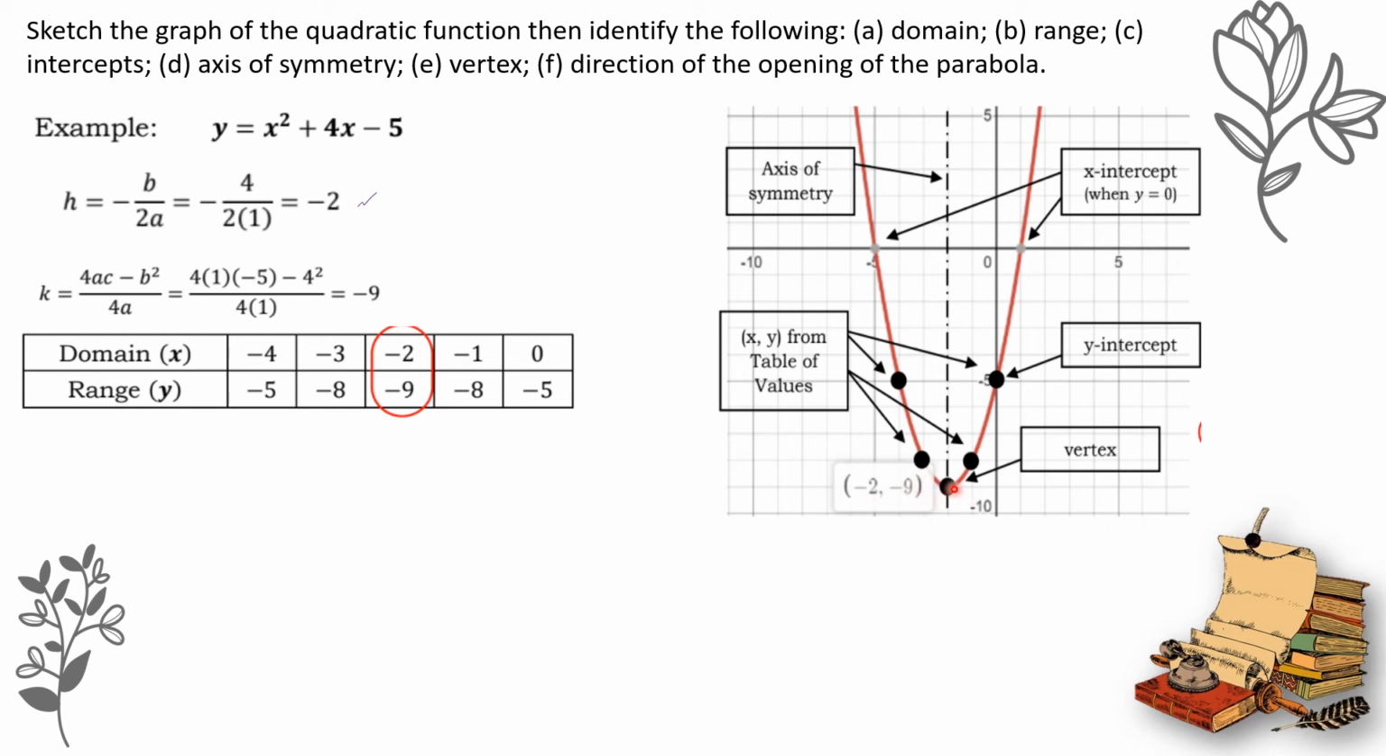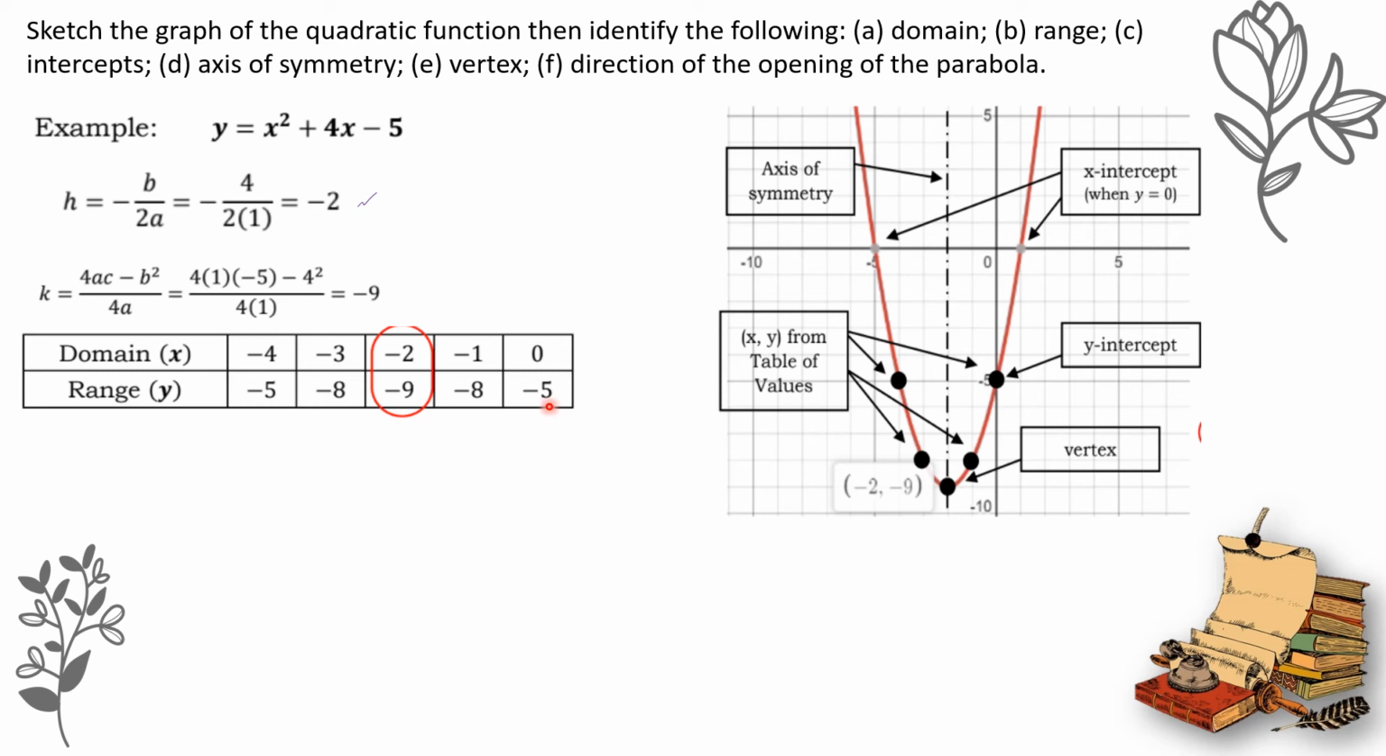Mapapansin nyo ang tawag po natin dito ay vertex form. X and Y form table of values. Ito na po yung mga ordered pairs. May matatawag po tayong y-intercept. Ang y-intercept po, saan po nag-zero ang x? Yun po ang tinatawag nating y-intercept. So, dito sa graph, makikita nyo na nag-zero ang x natin sa 0, negative 5. So, ito po yung y-intercept natin pag sa table naman ang titignan.